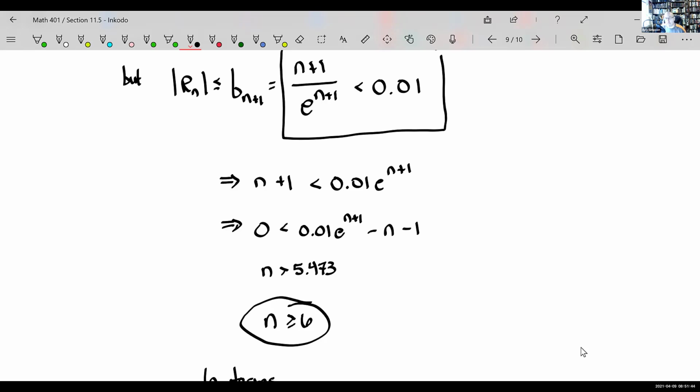I know what you're probably thinking, but we're dealing with n plus 1. So shouldn't n be 5? No, it is supposed to be 6, because when we solved that, we found out that the value of n has to be at least 5.473. So the next integer up would be 6. So you start at 6. So you basically say, I need to add up 6 terms. There you go. That's it.